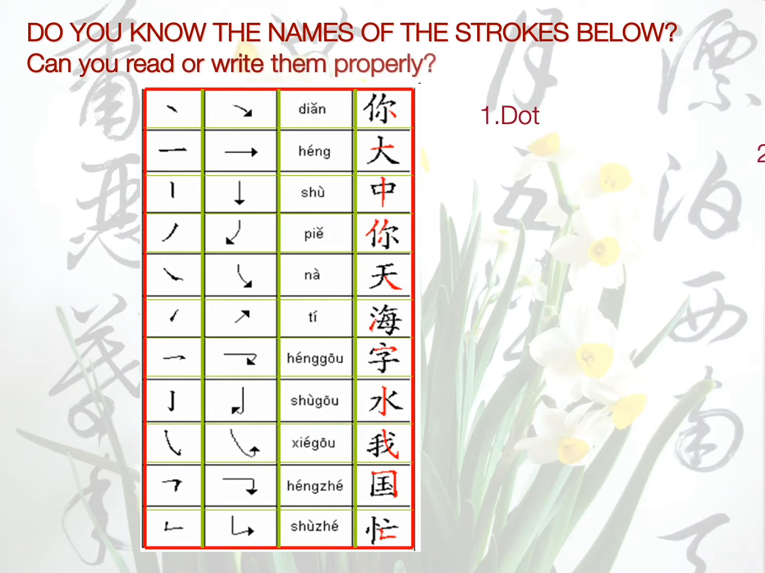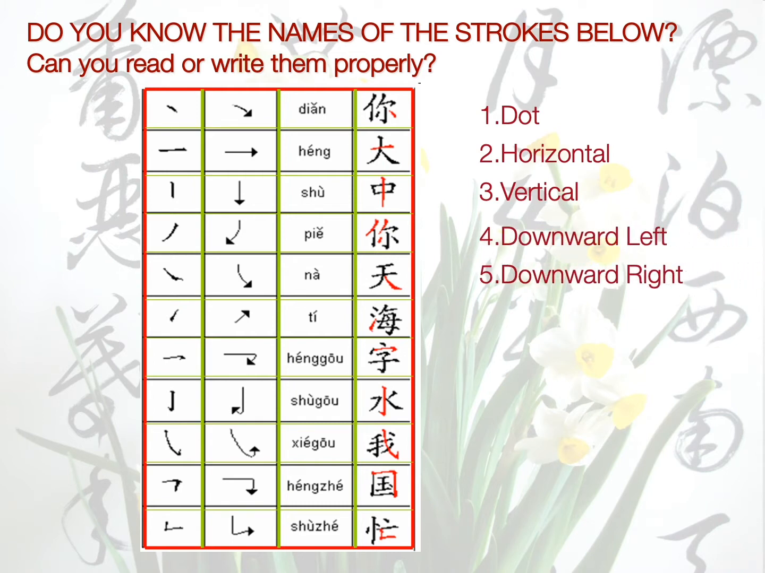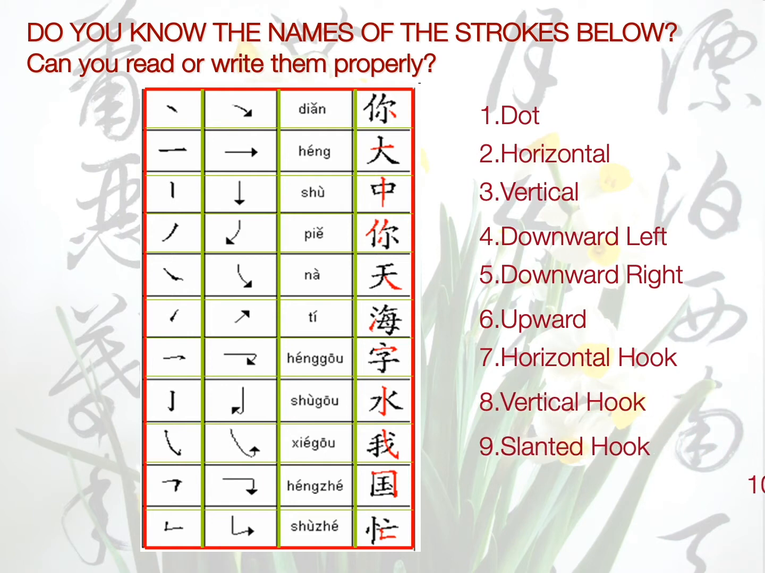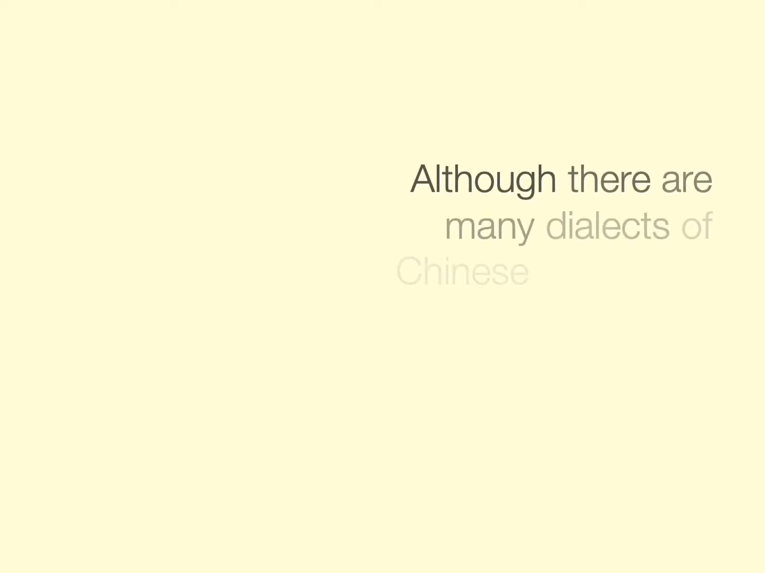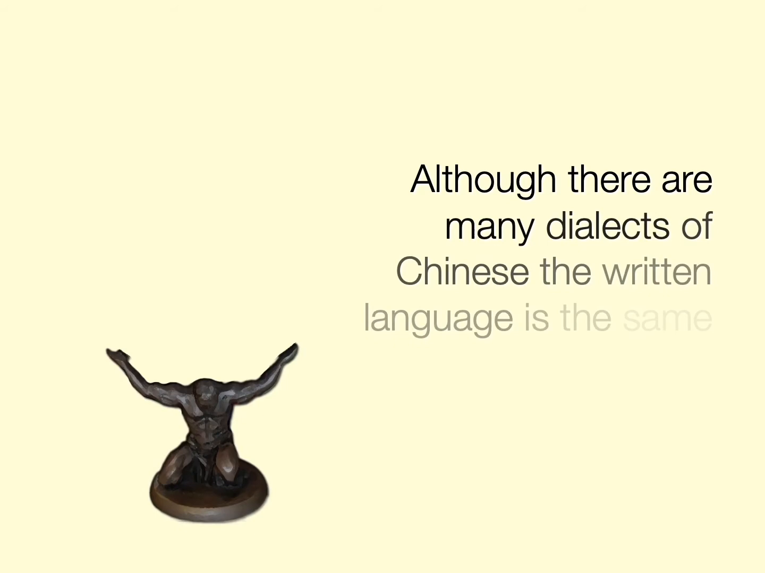Dot, 点. Horizontal, 横. Vertical, 竖. Downward left, 撇. Downward right, 捺. Upward, 提. Horizontal hook, 横钩. Vertical hook, 竖钩. Slanted hook, 斜钩. Horizontal bend, 横折. Vertical bend, 竖折.